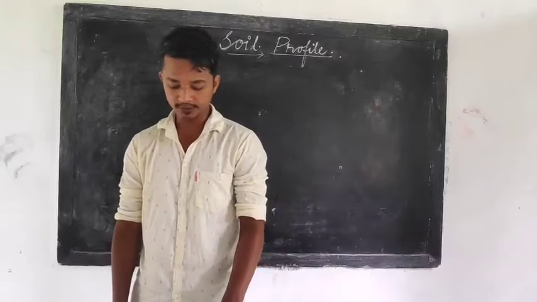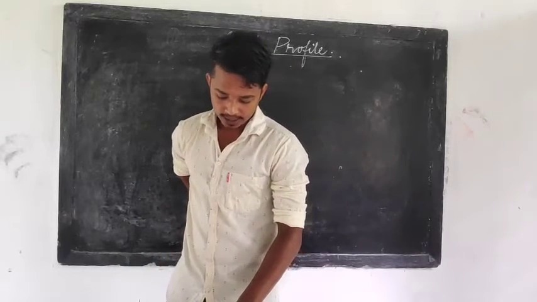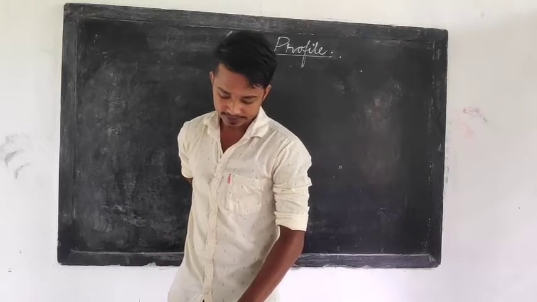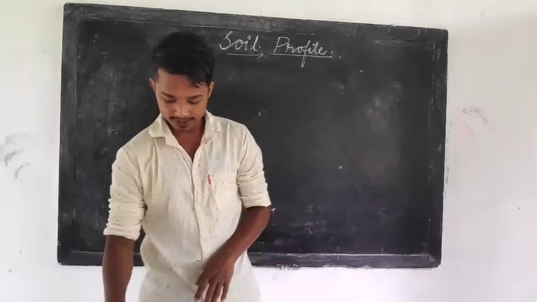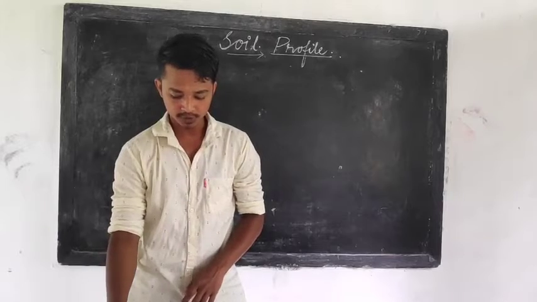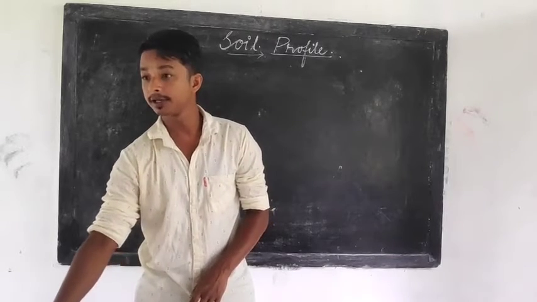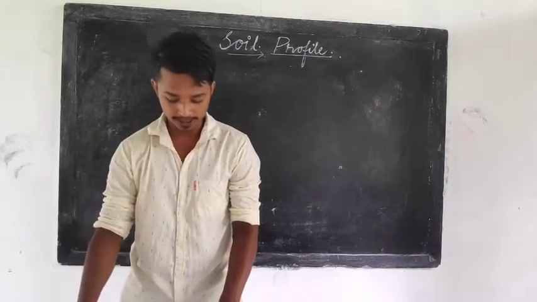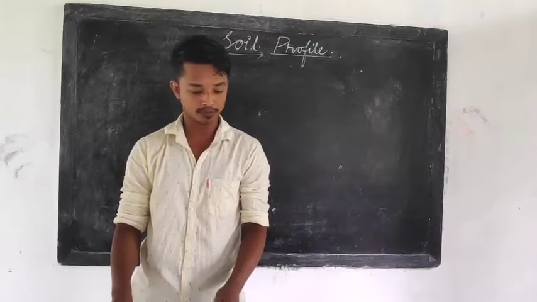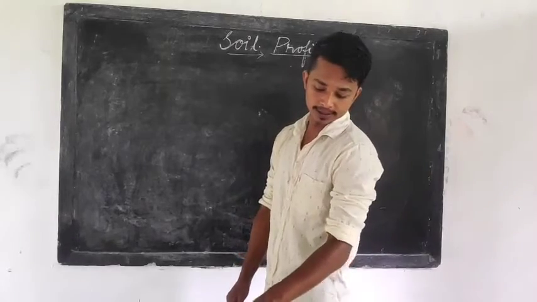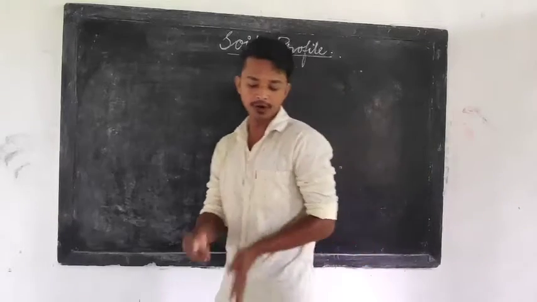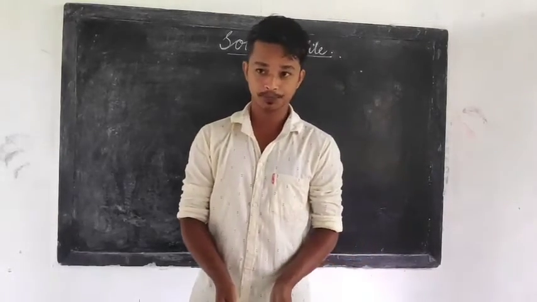Clear? And the nature of any soil depends upon the rocks from which it has formed and the type of the vegetation that grows in it. A vertical section through different layers of the soil is called the soil profile. It has different layers of a soil, and that is called a soil profile. And as you can see in the next page, it has different layers.